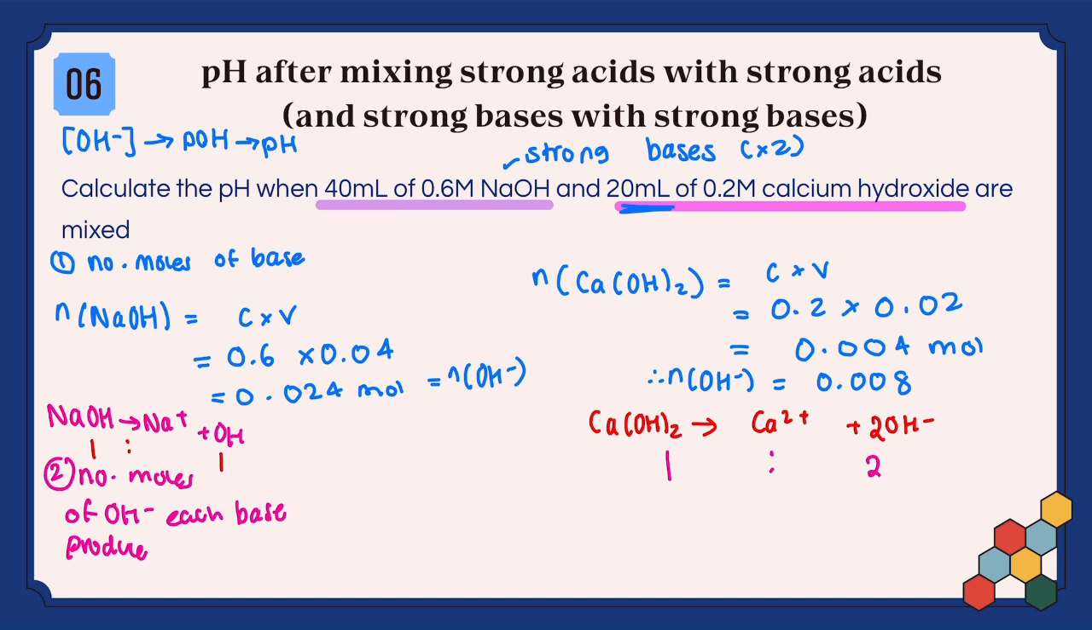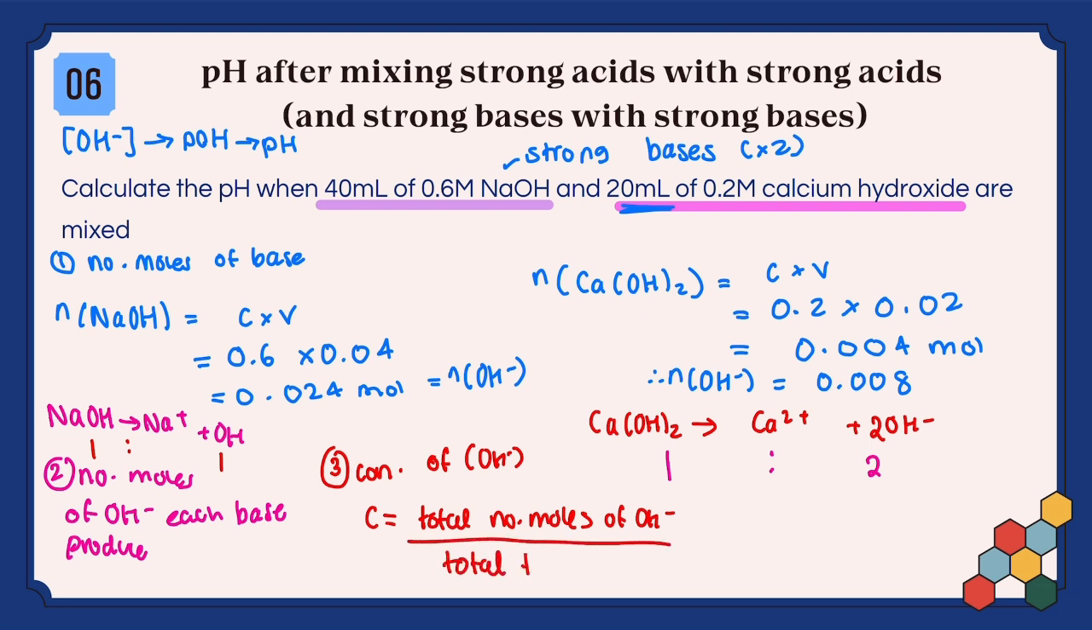So now that we've worked out the number of hydroxide moles each base is producing, we're going to then work out the concentration of hydroxide. So why are we interested in the concentration of hydroxide? Because once we know the concentration of hydroxide, we can work out pOH and then the pH. So the concentration of our hydroxide will be the total number of moles of hydroxide over the total volume.